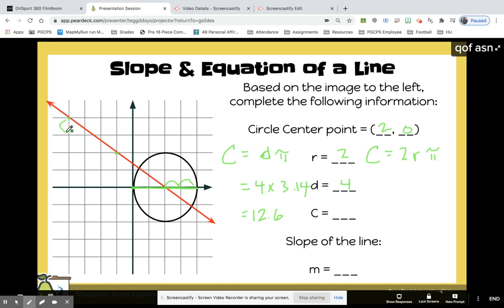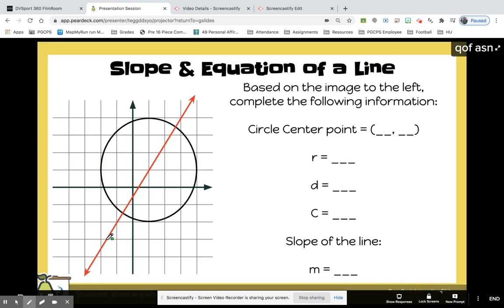So boom. How do I get from this point to this point in the Y direction and the X direction? So for here is 1, 2. So I know that's a negative 2. 1, 2, 3. I know that's a positive 3. So my slope then is negative 2 divided by 3, right?